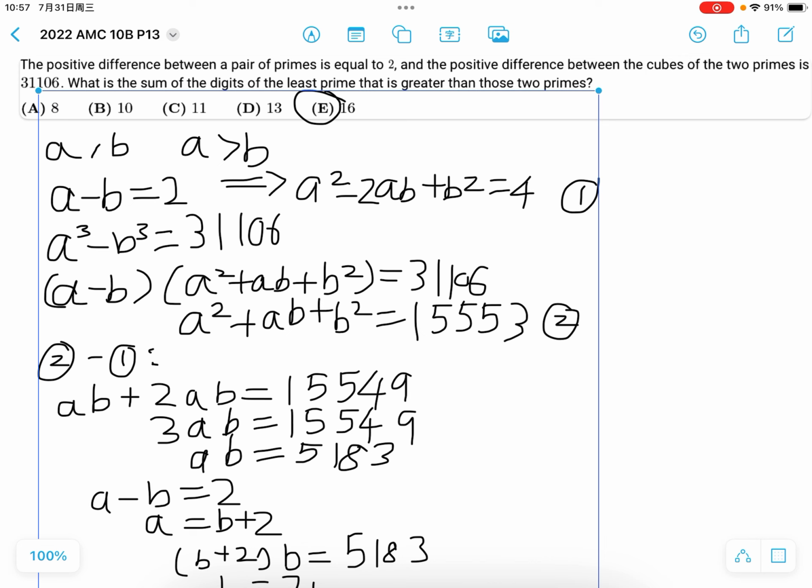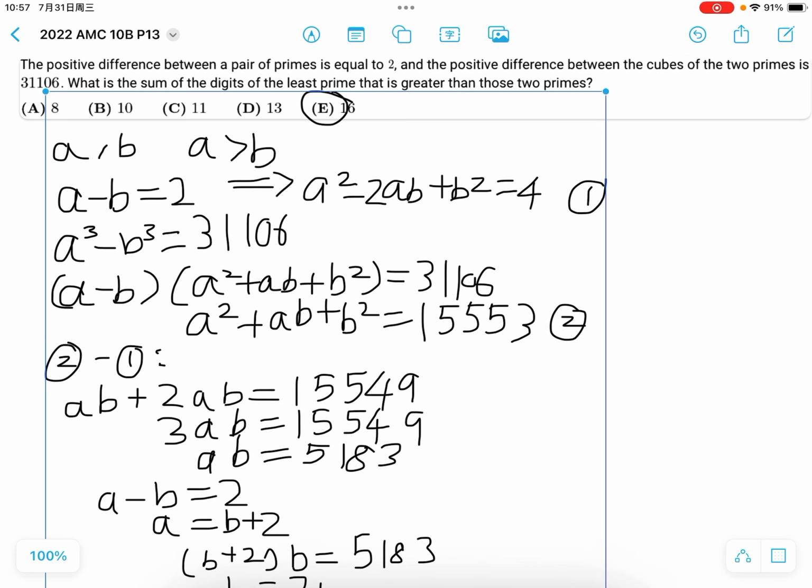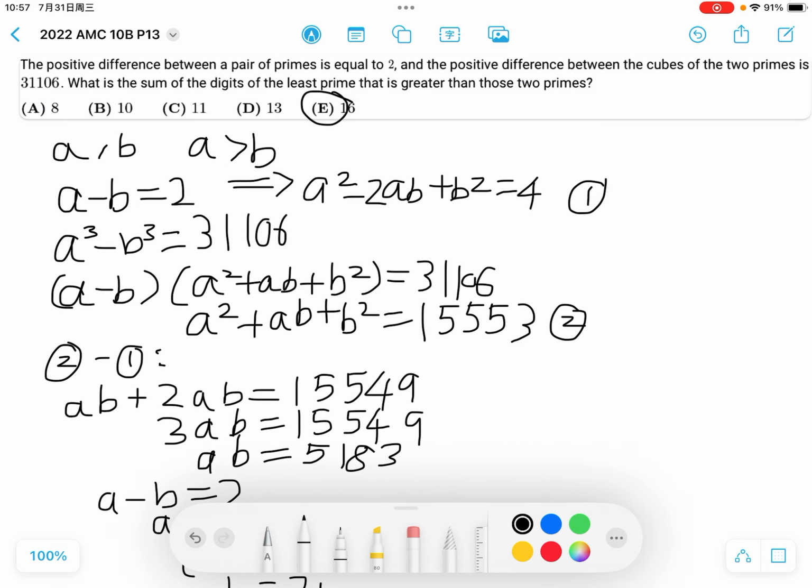Okay, so the hard part of this problem is that we know A cubed minus B cubed is 31,106, and the hard part is to factor this out and think about canceling the A squared and B squared terms by squaring both sides of this equation over here, and then subtracting one equation from the other to cancel the A squared and B squared terms.